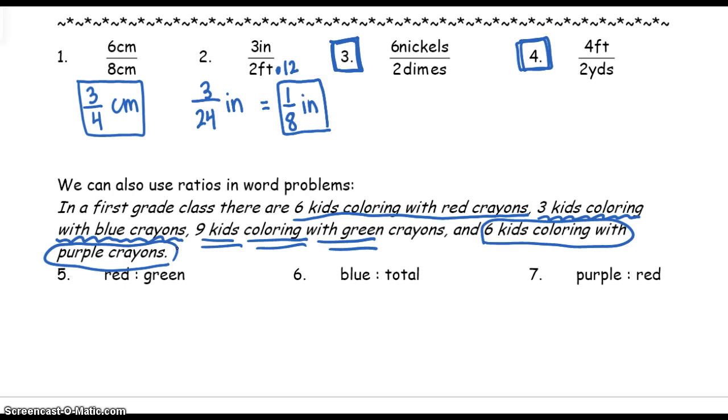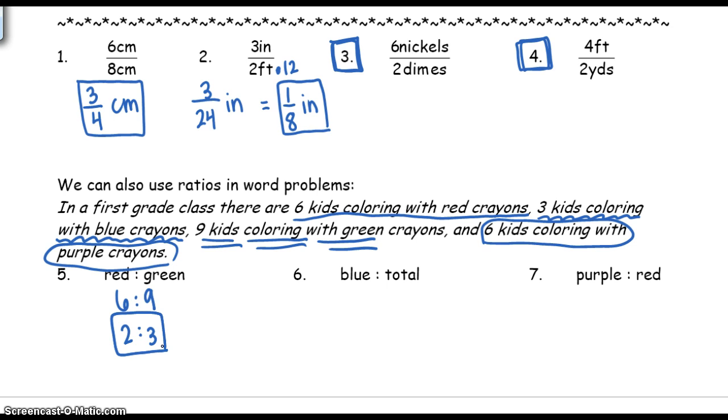Okay, so let's look at number 5. Red to green. That's how you would say that, by the way. How many were red? Well, let's look up here. 6 kids were coloring with red. So 6, 2, and then let's find out green. Looking for green. Here it is. It's a double underline. That's 9. And I do want you to go ahead and reduce that. There's a factor of 3 in both 6 and in 9. So this would be 2 to 3, like that.